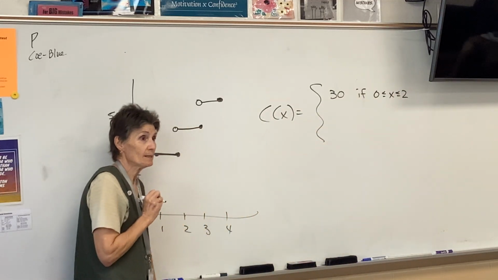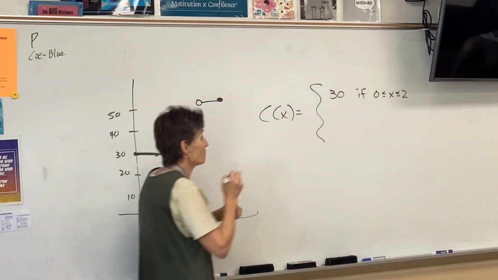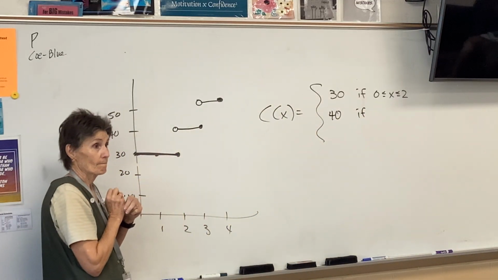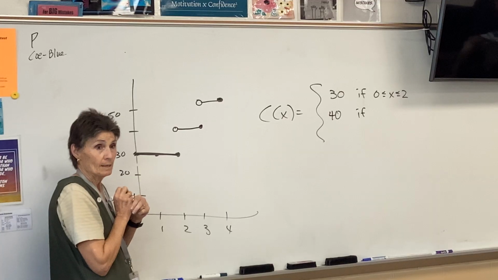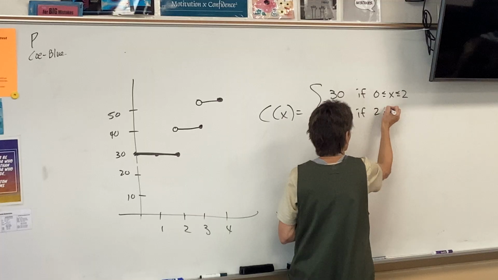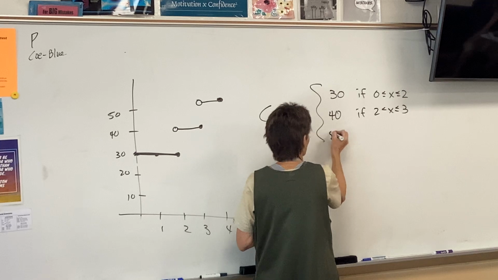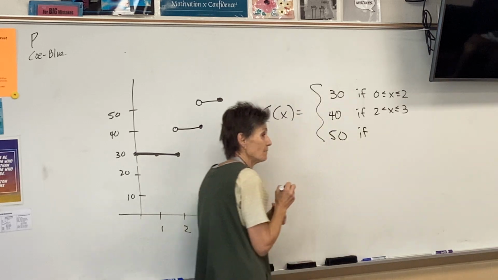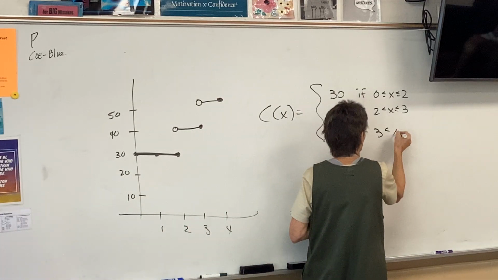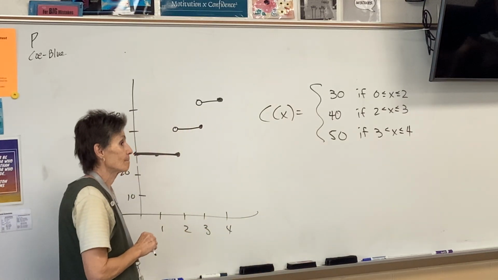Does that look okay to everybody? And then the next piece would be $40 if what? X is between 2 and 3. And then we'll do the last piece we graph, that would be $50 if X is between 3 and 4. If you had to write the equation for something like that, that just keeps going.